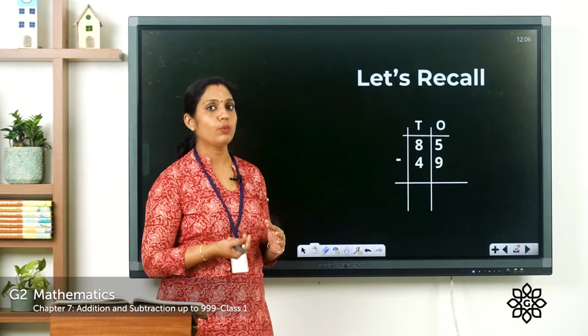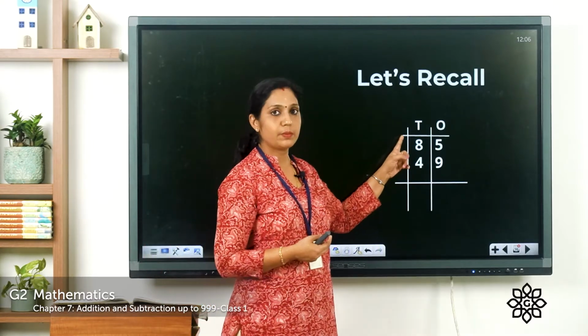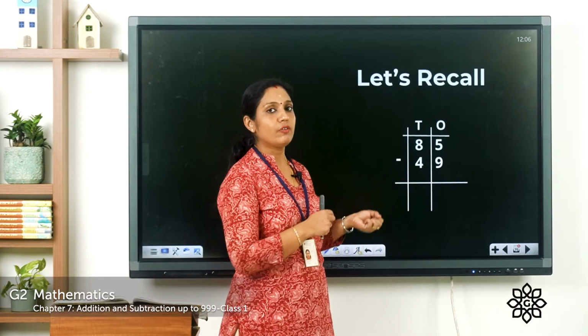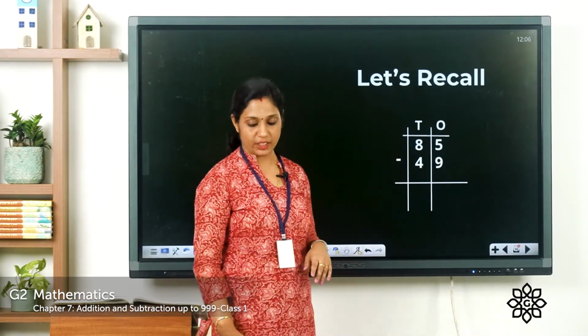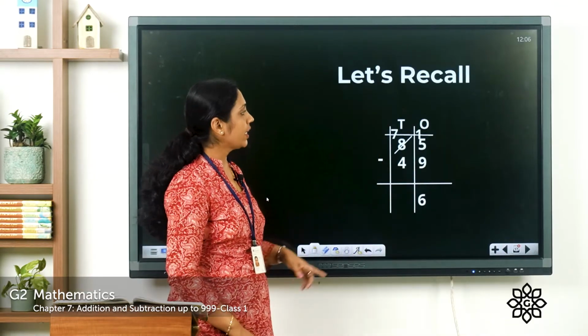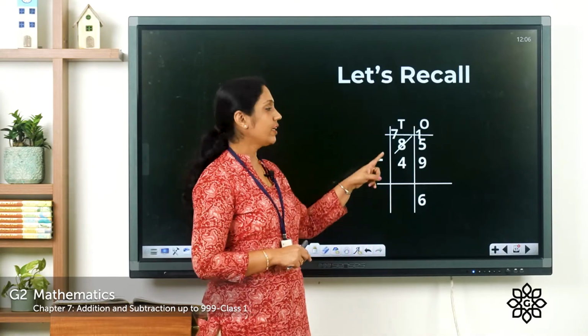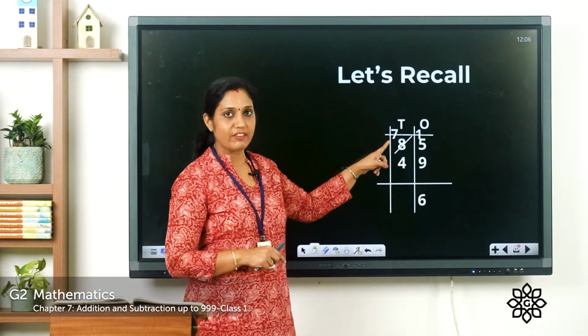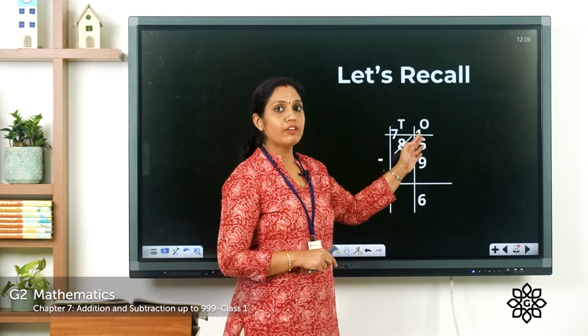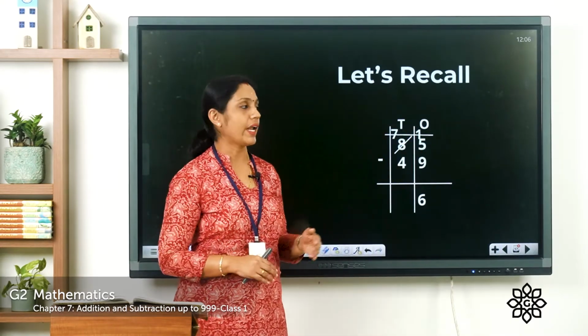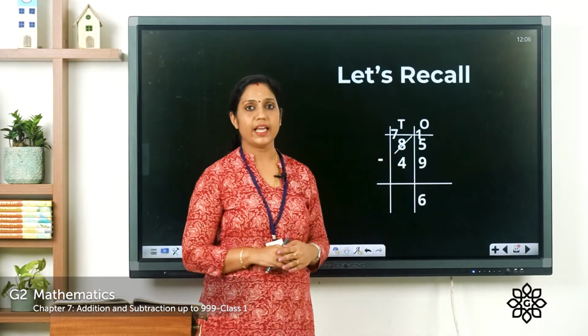When we borrow, what happens? Here in the tens place it becomes 7 and that one we give to the ones place and 5 becomes 15. So you can say now we have borrowed, and near the 8 we have written 7, and that which we borrowed makes 5 into 15. Now we can subtract 15 minus 9.